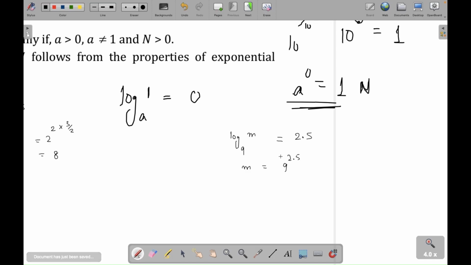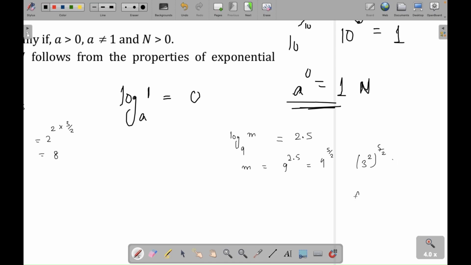It's 5 upon 2, right? So 9's root is 3, into 9 raised to 5. So you can write 9 as 3 square. So it will be 3 raised to 5. So 3 square times 5 by 2.